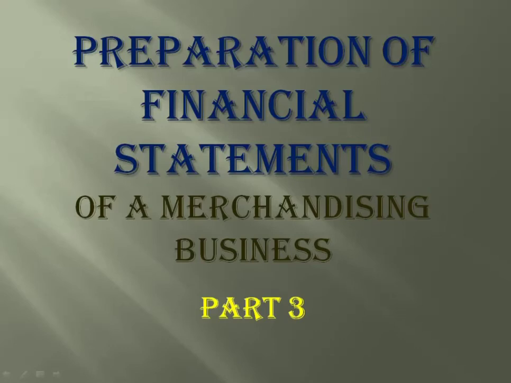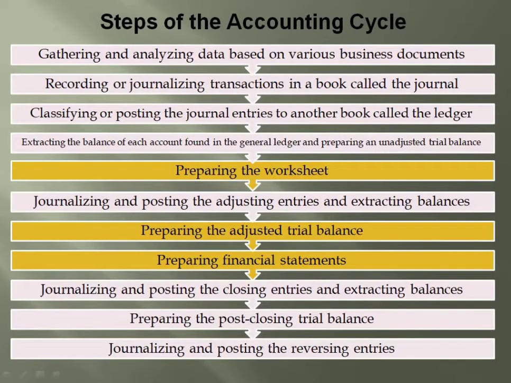In part 1 of my lecture series about the accounting cycle, we learned that the preparation of financial statements comes after the preparation of the adjusted trial balance. From that, it is apparent or obvious that financial statements preparation may be based on the adjusted trial balance. However, it is also possible to prepare the financial statements using the 10-column worksheet, specifically the last 4 money columns.